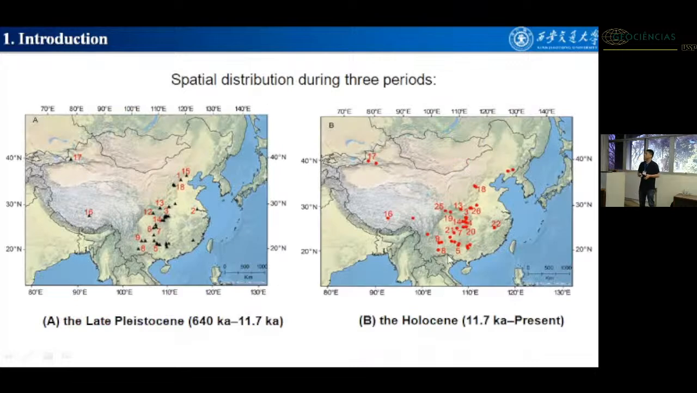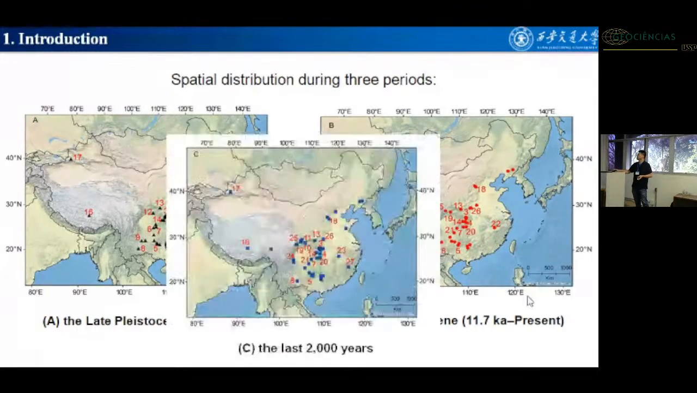This map shows the cave locations from different time periods. We still can see most of the records are from central China and southwest China. This is for the last 2000 years period.